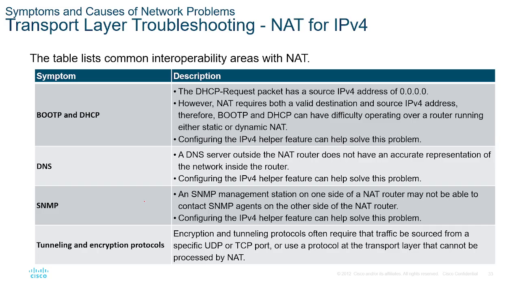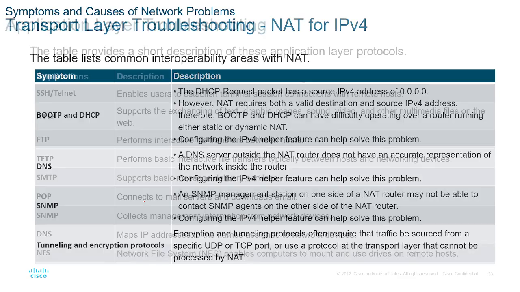And how to solve this problem? Maybe it would be configuring the IPv4 helper. This feature will help to solve this problem, and it will solve it actually. A DNS server outside the NAT router does not have an accurate representation of the network inside the router. So configuration of the IPv4 helper again will solve this one too. And SNMP, also the IPv4 helper will solve it, and so on. Tunneling and encryption protocols also would be a problem.